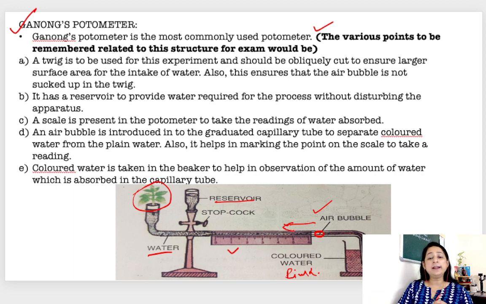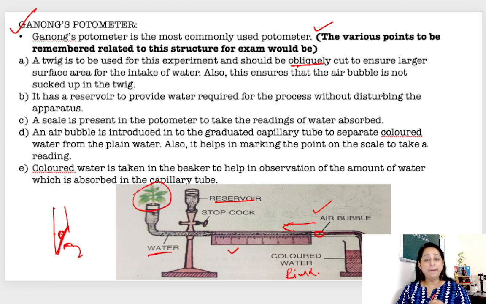Fine. So the first point, the twig used in the experiment should be obliquely cut. Obliquely cut matlab, if this is the twig, it should be cut in an oblique fashion. ऐसे टेढ़ा cut करना चाहिए so that the xylem is clearly exposed and the water can easily be taken inside. Then it also ensures that the air bubble. Now herein, the air bubble which is there inside the tube, it has to be inserted.